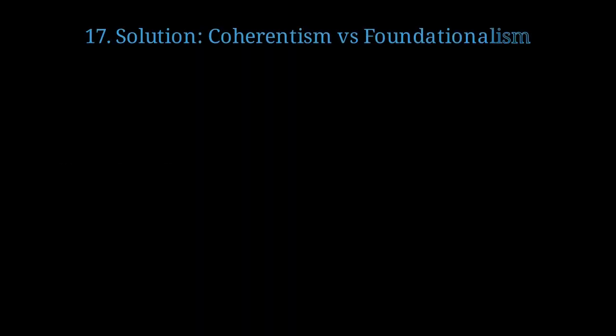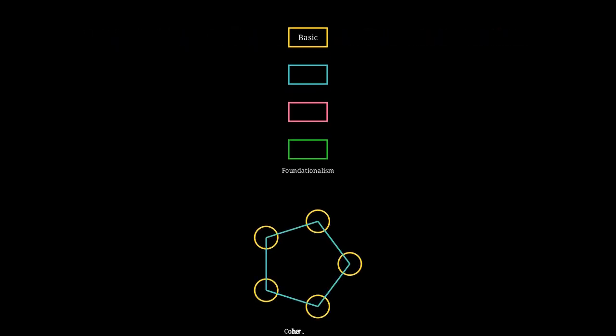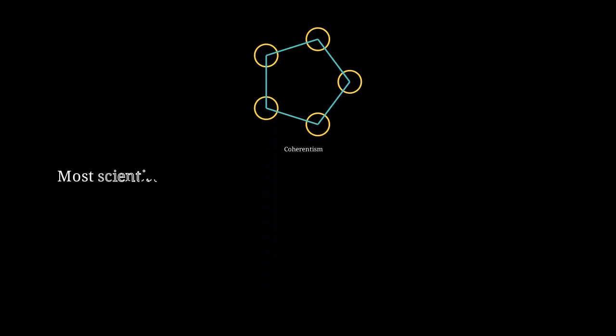Philosophers propose two main approaches to escape this circle. Foundationalism says there must be basic observations that don't require theoretical justification, forming a foundation. Coherentism says beliefs support each other in a web of mutual coherence, with no absolute foundation needed. Most working scientists are pragmatic coherentists, accepting that theories support each other without requiring absolute foundations.